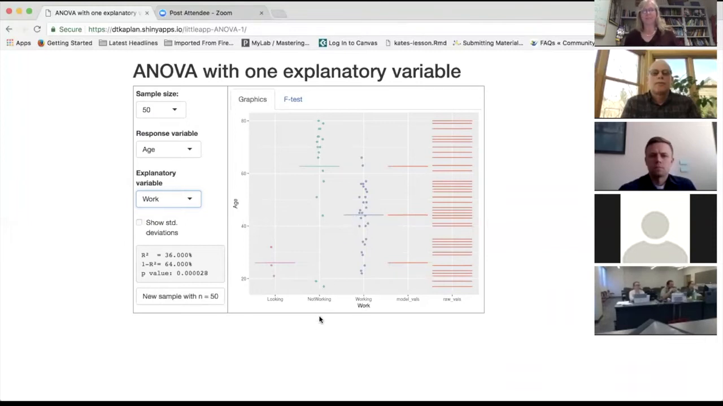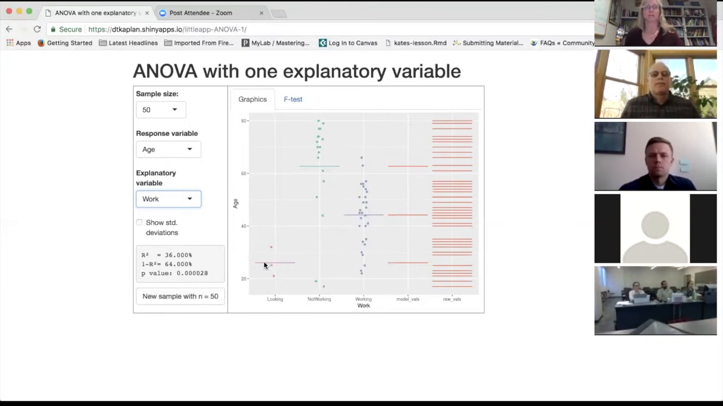I would probably ask my students, why do you suppose there's such a disparity here? I might introduce this early on in the semester and talk about why you think the looking has a much smaller mean than the not working, and why the not working is much higher than the working. So what kind of ideas could you come up with is what I would probably ask my students.